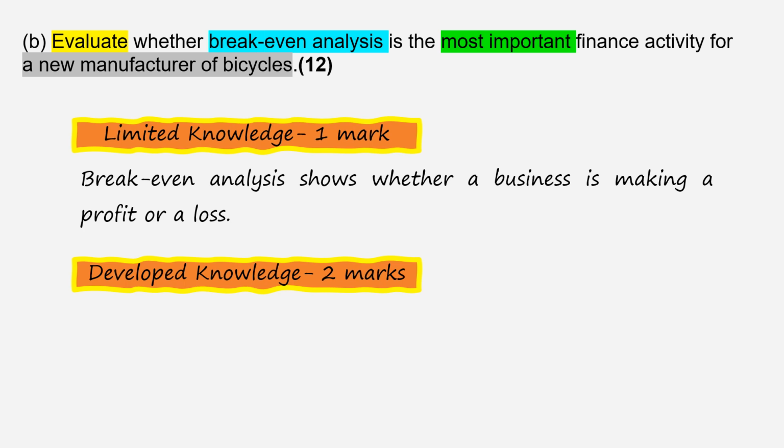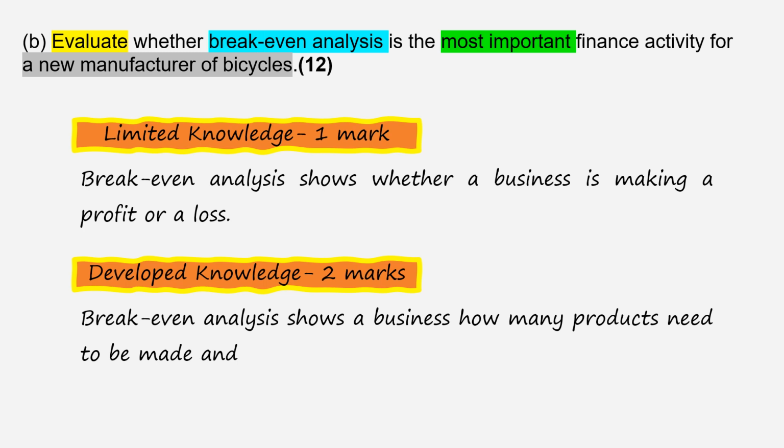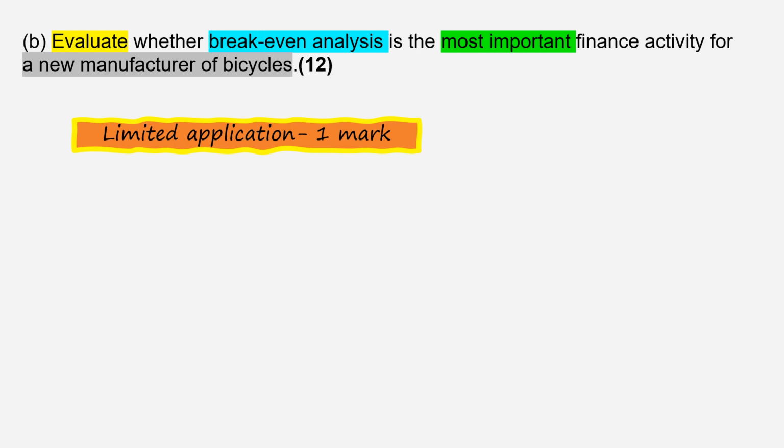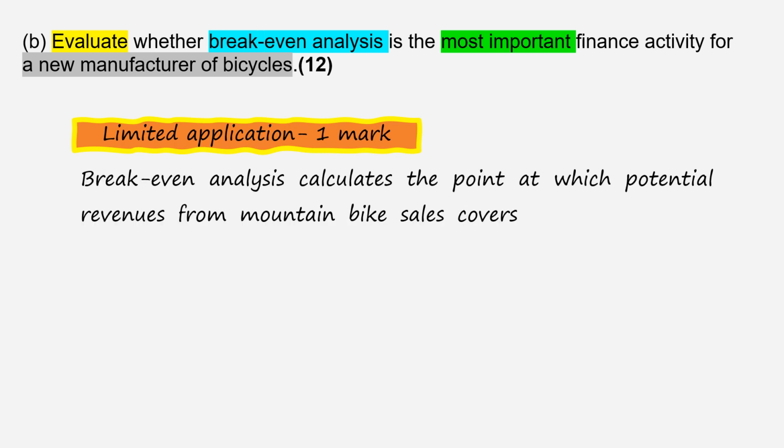during your essay. Break-even analysis shows a business how many products need to be made and sold before a profit can be made. Now you will be awarded full 2 marks for the knowledge point. Now for the application part, the break-even analysis calculates the point at which potential revenues from mountain bike sales, referring to a new manufacturer of bicycles, covers the total cost of making them. Okay?